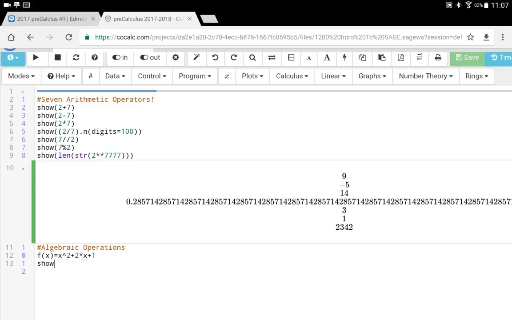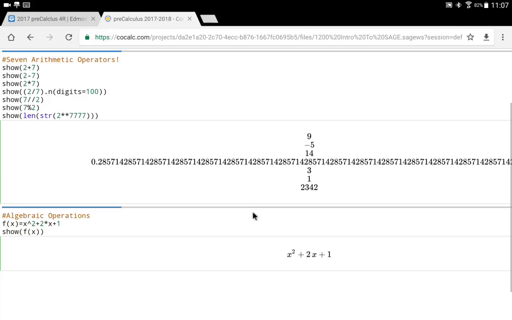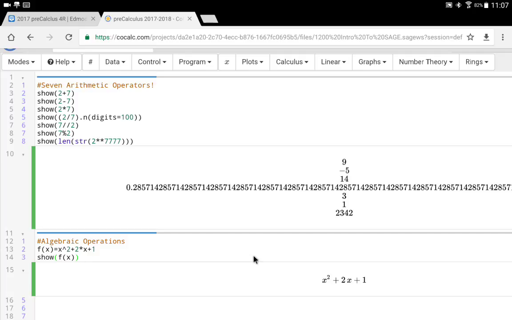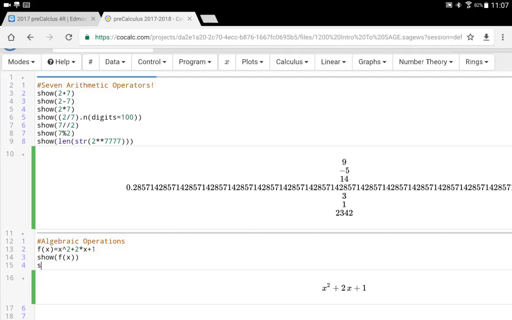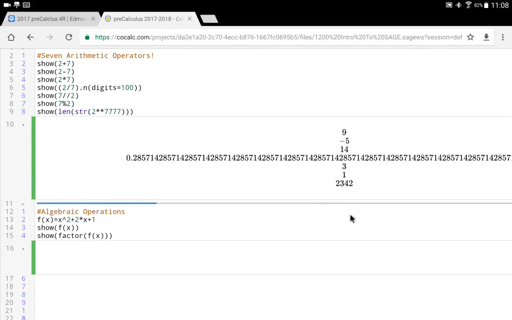Now if I show f of x, there you go. That's it. What if I show the factoring of f of x? Show factor f of x. Let's factor f of x. And there it is. So this is the factor. It's x plus 1 times x plus 1, isn't it?